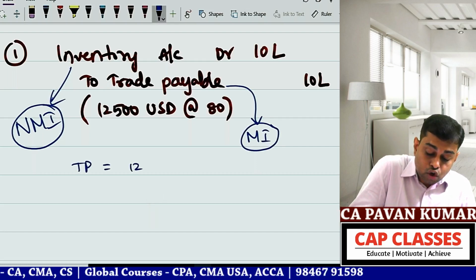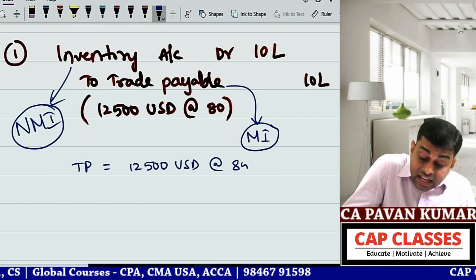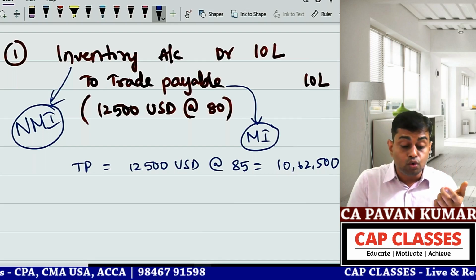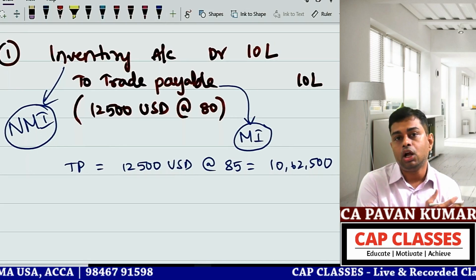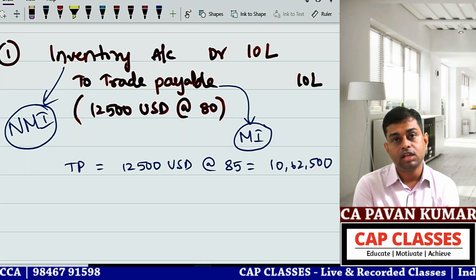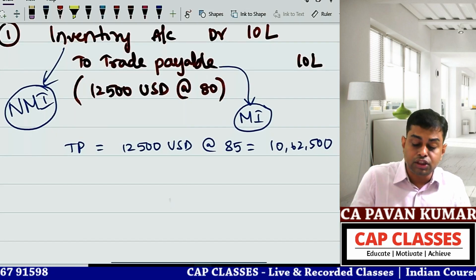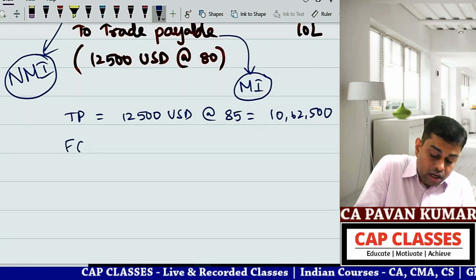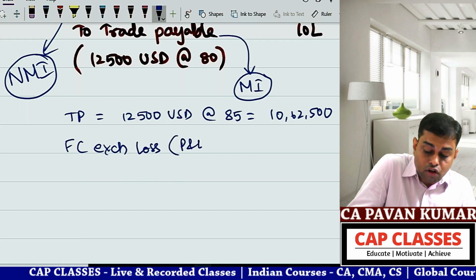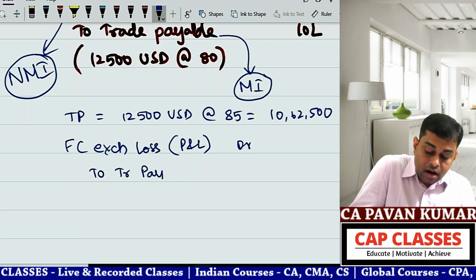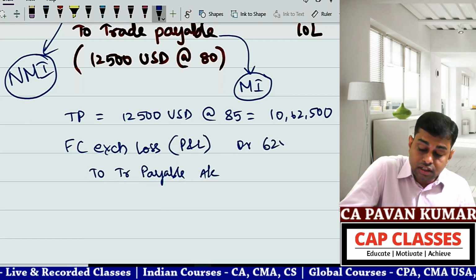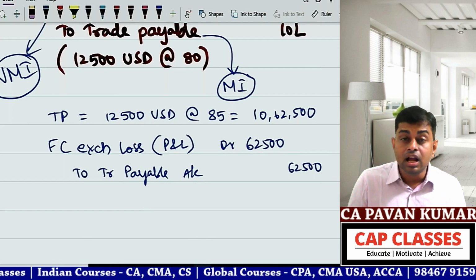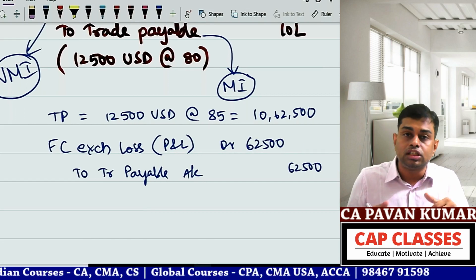So trade payable is equal to 12,500 US dollars at a rate of 85. Oh my god. So it is 10,62,500. When you purchased goods, you thought you will pay 10 lakhs to them. But now there is foreign currency loss, because of which you have to pay more. At a rate of 85, you need to pay 10,62,500. So your liability increases, which results in foreign currency loss that goes to P&L. So foreign currency exchange loss, in brackets write P&L account, debit to trade payable account 62,500, being conversion of monetary item, that is trade payable, using the closing rate and recognizing such foreign currency exchange loss in P&L account.